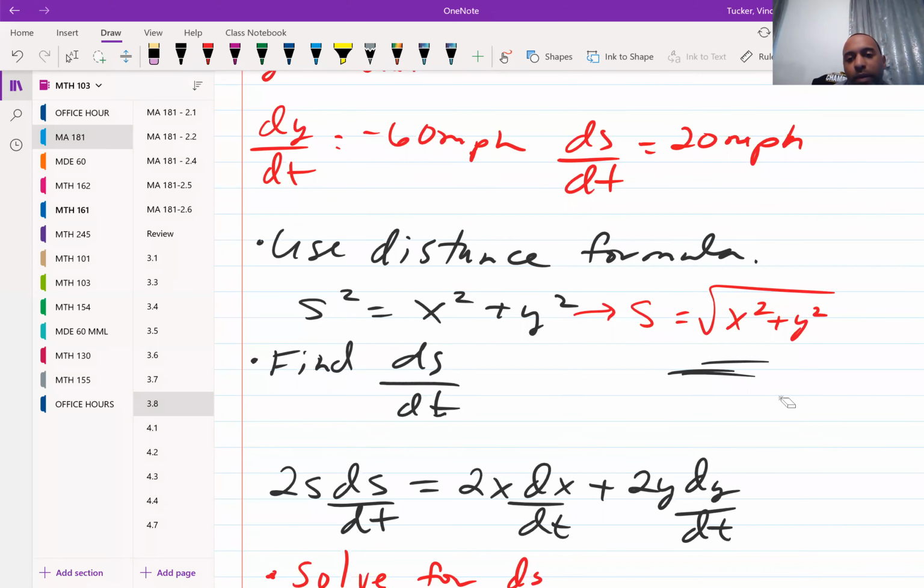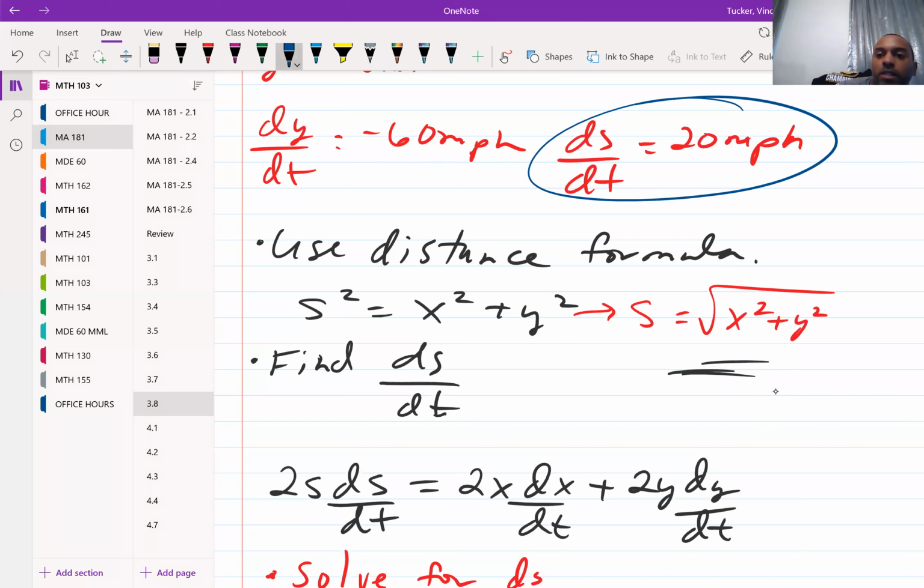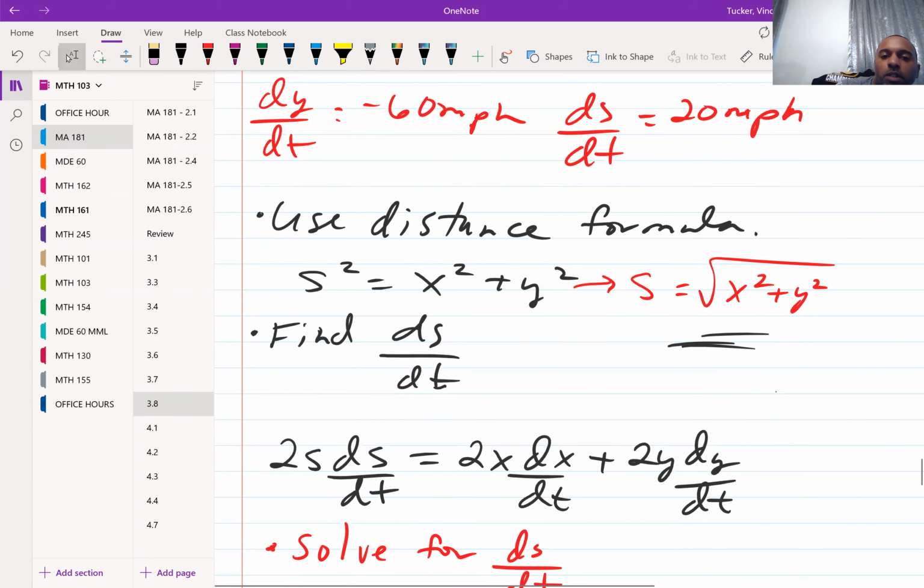So we can take the derivative of this with respect to t. The derivative of s with respect to t will connect us to this right here, just 20 miles per hour. So we'll take the derivative of this with respect to t. Bring down your 2 in front of s, subtract 1 from the exponent, but still left with ds/dt. Derivative of x squared, bring down your 2, subtract 1 from your exponent, still left with dx/dt. And then the same thing with y squared, 2y dy/dt.